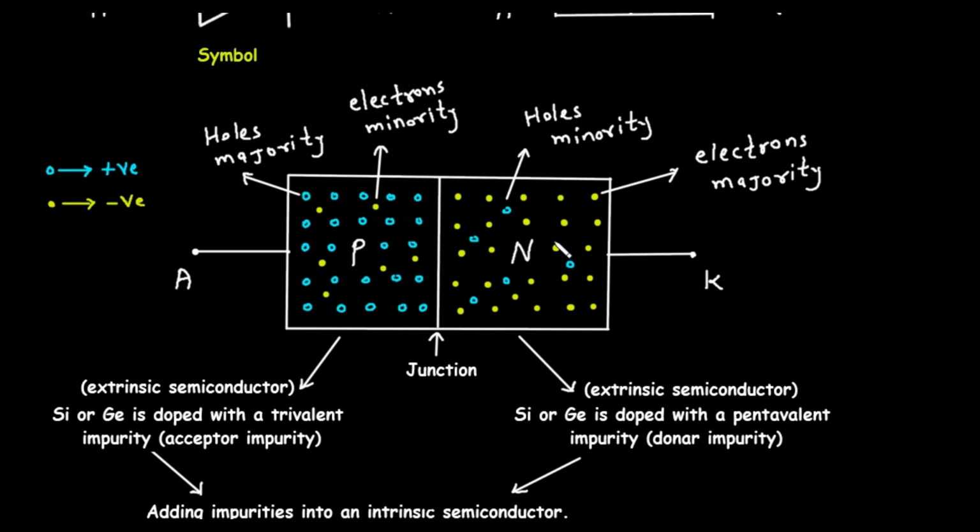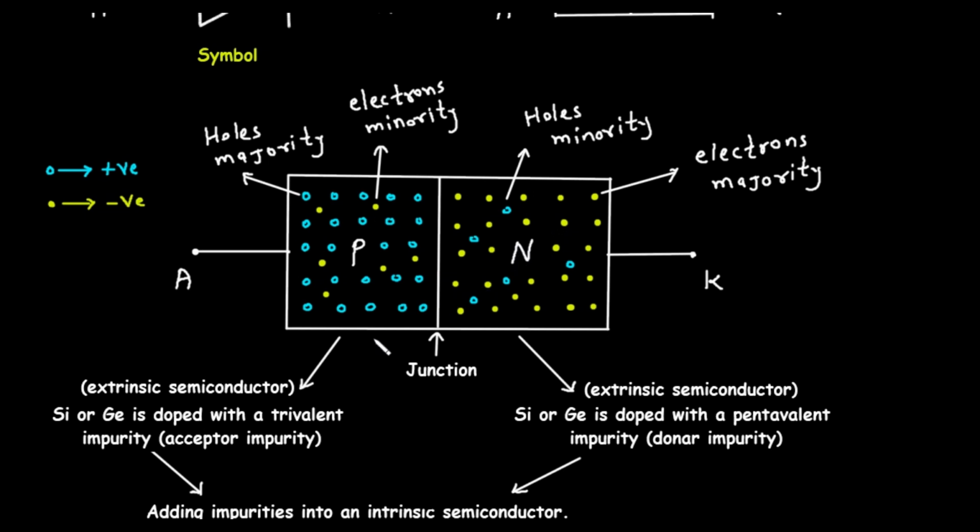Now, let's look at the N-type region on the right. Here, the situation is reversed. There are many solid yellow dots and only a few hollow blue circles. This means that in N-type material, the electrons are the majority charge carriers, and the holes are the minority charge carriers. So, how are these P-type and N-type materials created?